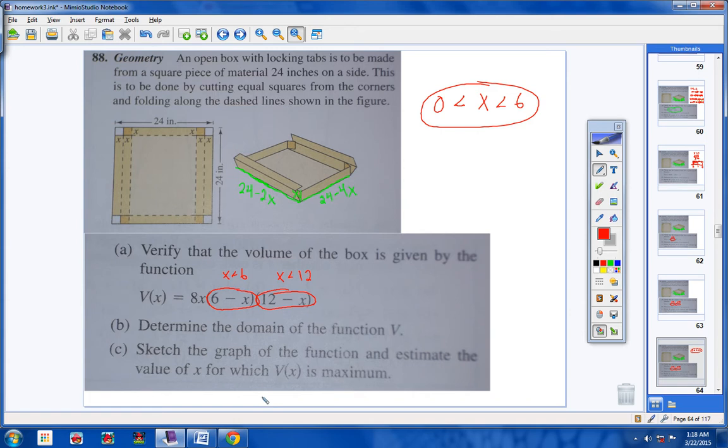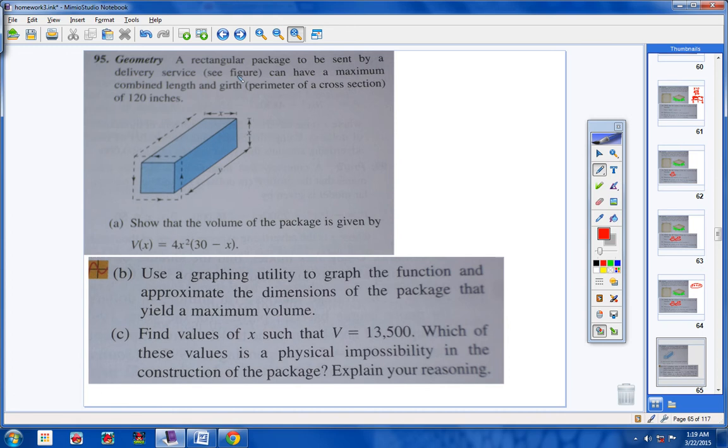Now sketch the graph of the function, estimate the value of x for which v of x is maximum. Again, students, I'm not really getting into the graphing part on this. We've done a lot of those. I will say this, on a test or quiz, if I asked you to graph this, you would type it into your grapher, that'd be fine to do. And make sure you get the appropriate window in. Your window is very important, or the graph will not look right on your screen. And then you can estimate the value of x for which the volume is the maximum. Okay? Alright, moving on to number 95.